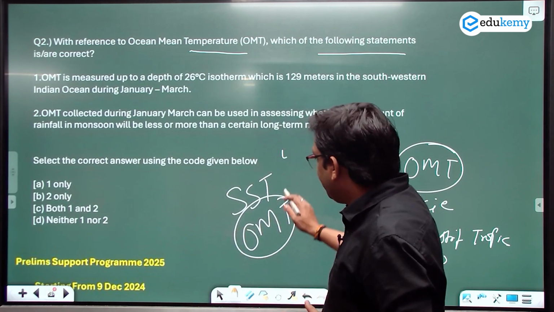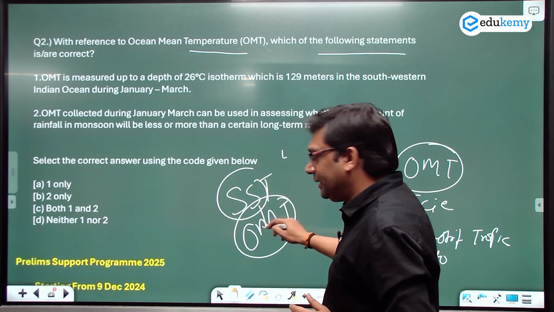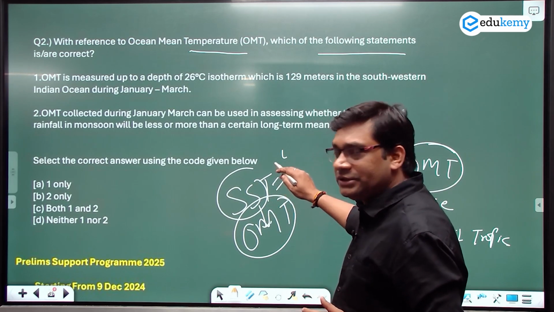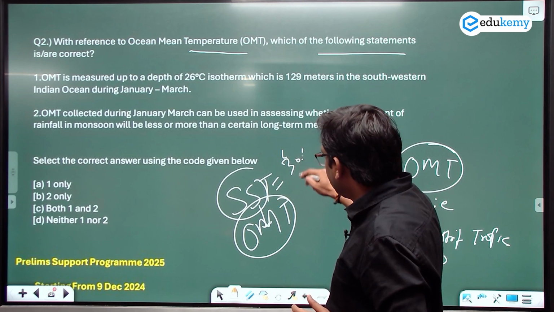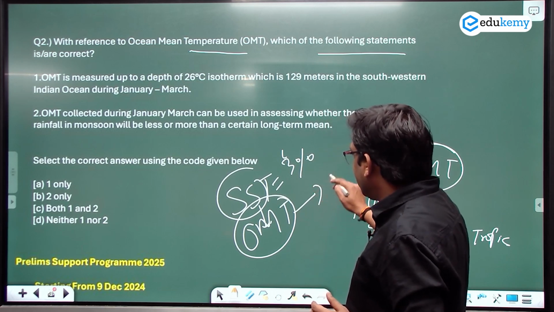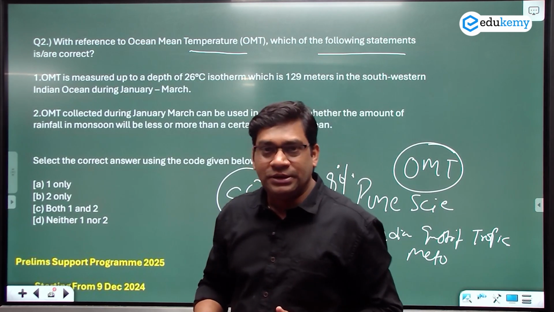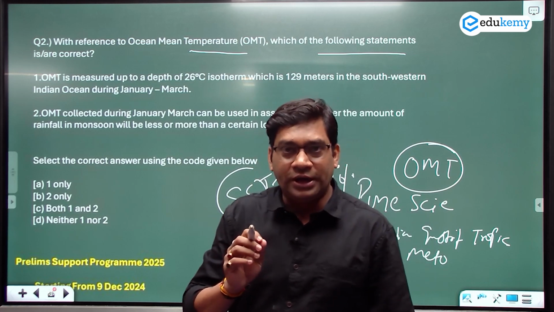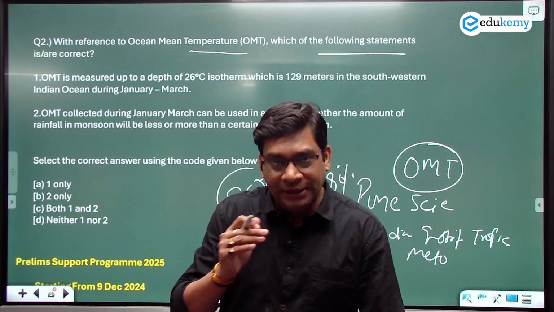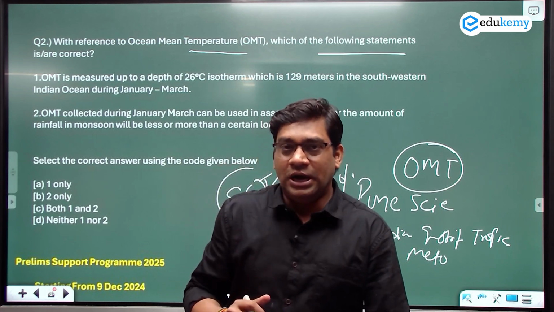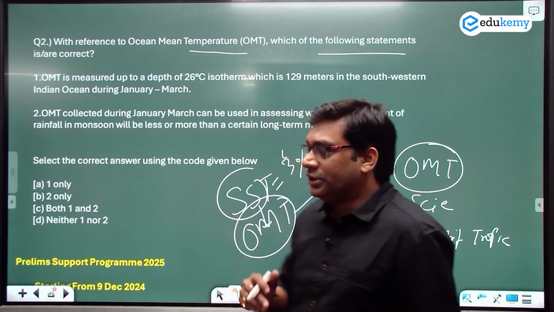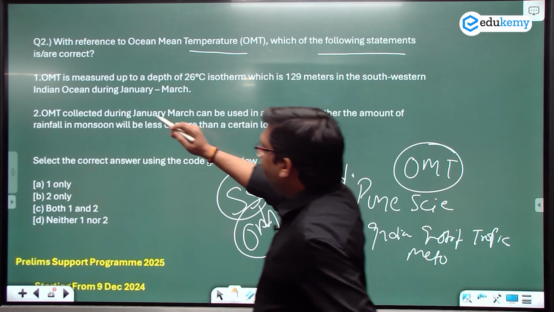ठीक है, तो यहाँ पर सी सरफेस टेम्परेचर से ये ज्यादा बेटर है, बिकॉज सी सरफेस टेम्परेचर का सक्सेस रेट जस्ट 30% है, ocean mean temperature has 80% success rate. Okay, so ocean mean temperature is one of the important mediums through which we can forecast the upcoming monsoon and cyclone in the Indian Ocean. So read the first statement.